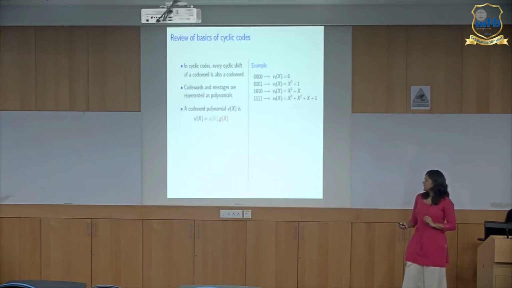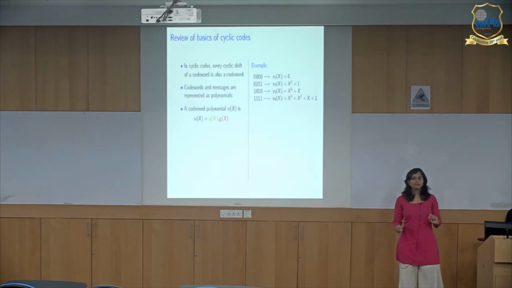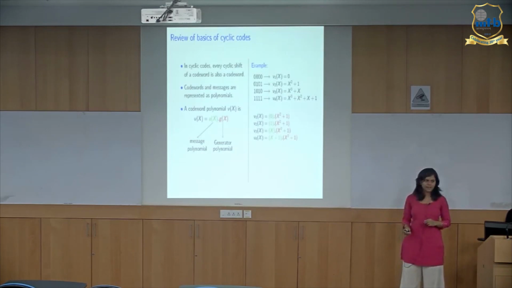Now these cyclic codes have a property that any code word polynomial v of x can be written as a product of u of x and g of x, where u of x is a message polynomial and g of x is the generator polynomial, and this generator polynomial is common to all possible code words. Let us see our example.